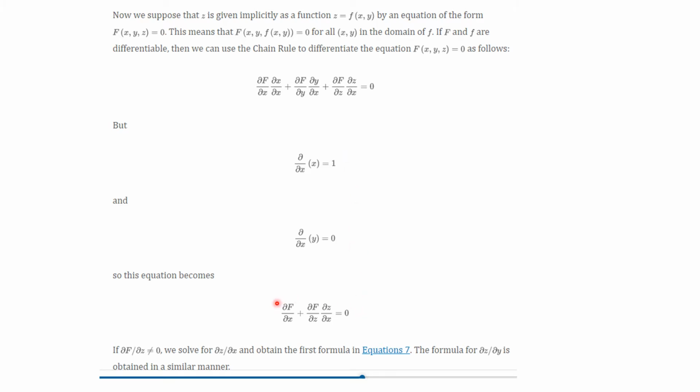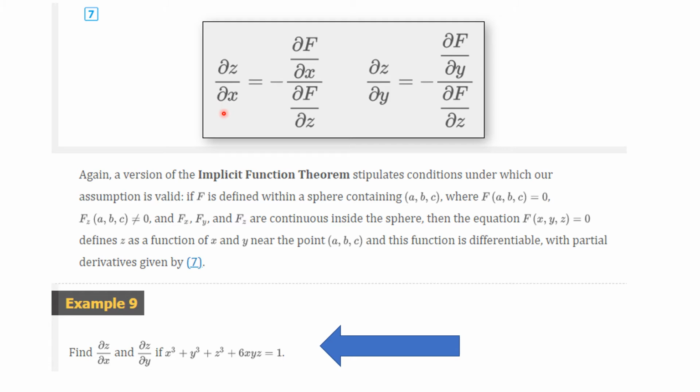So the equation again reduces to this, and we can solve for dz by x or y, and so we can solve this equation, and we obtain one of these equations or the other equation depending on which way we're taking the derivative.